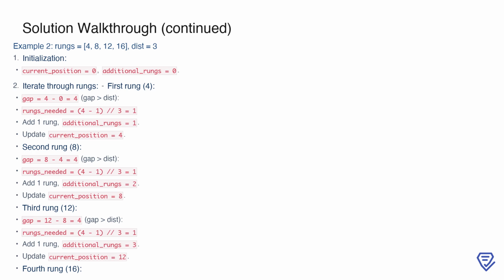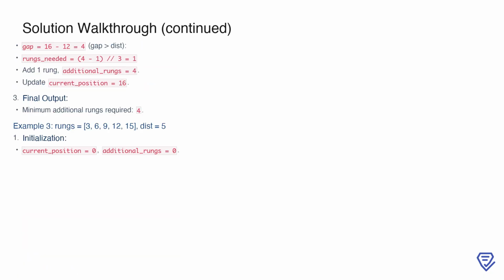For the second rung at position 8, the gap from position 4 is again 4, requiring another rung. We calculate (4 - 1) / 3 equals 1 and add one more rung, making additional rungs equal to 2. We then update current position to 8. Similarly, the gap to position 12 is 4, so we add another rung using the same calculation, bringing the total to 3, and set current position to 12.